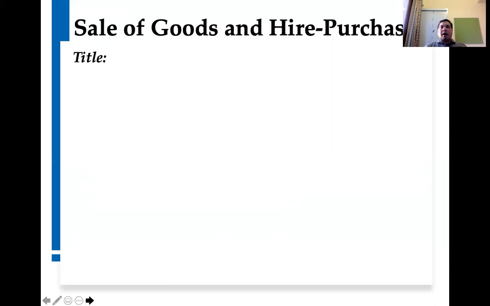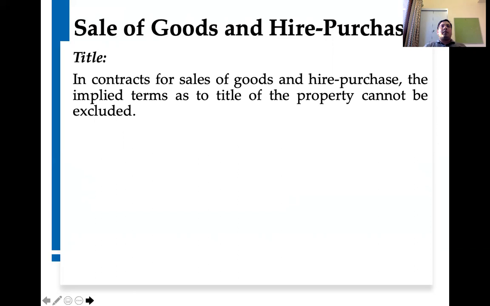Sale of goods and hire purchase contracts with respect to title. In contracts for sale of goods and hire purchase, the implied term as to the title of the property cannot be excluded. So you cannot say, I'm selling you this property, but I'm not sure whether it belongs to me or not. You cannot exclude your liability with respect to the title.